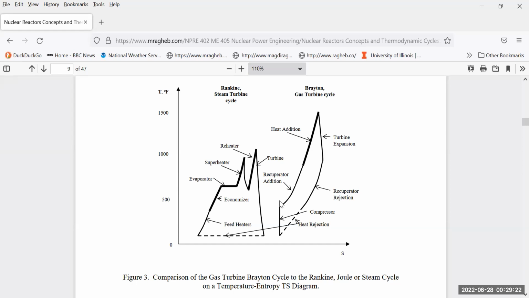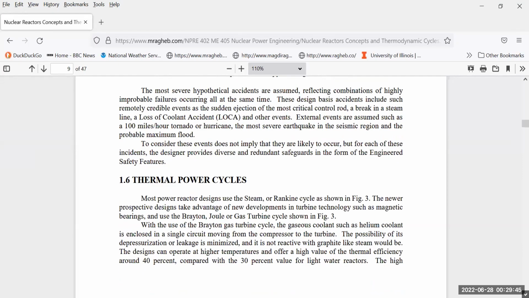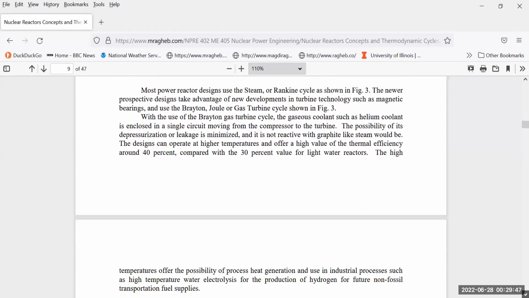Now, after it is compressed, you add the heat from the recuperator to the heat addition in the core of the reactor, and then expand. Definitely, the gas turbine cycle promises us efficiencies in the range of 40%, whereas the light water reactor steam turbine cycle is limited maybe to 30% efficiency. So the emphasis of engineering for new designs is really the gas turbine cycle.